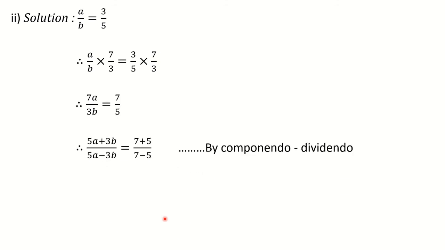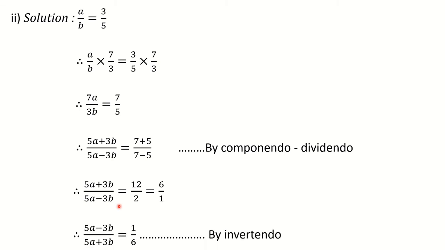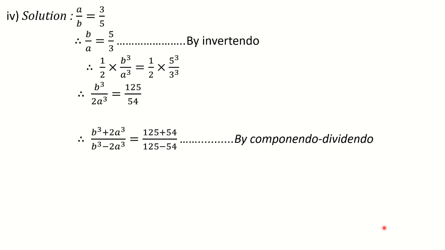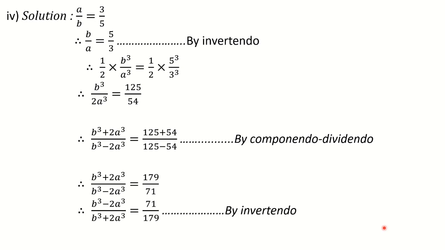You will get the desired ratio here by doing componendo and dividendo, but finally we want it in the reverse form. See, I got 5a plus 3b upon 5a minus 3b, but exactly I want the opposite thing. That is why I have to do one more extra step here, that is invertendo. So this way you are going to solve it. Similarly, question number 4 also is solved by me. You can make out the similar steps are done, and finally one extra step is added, that is invertendo.